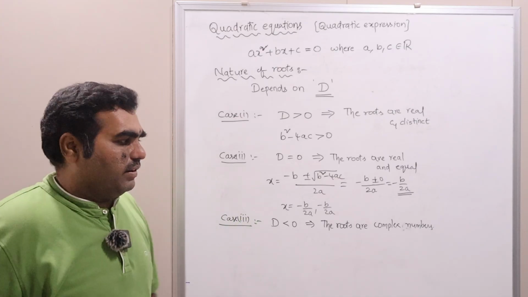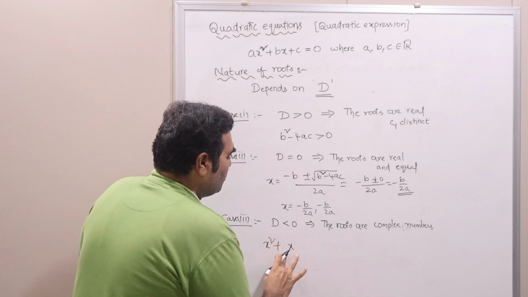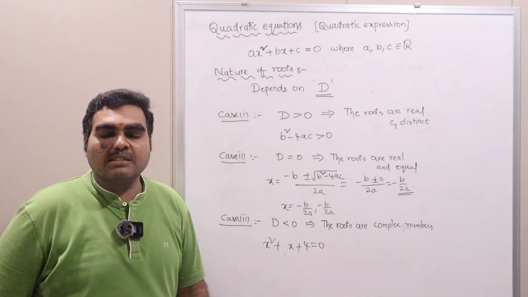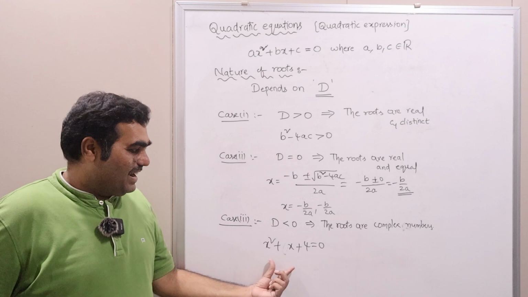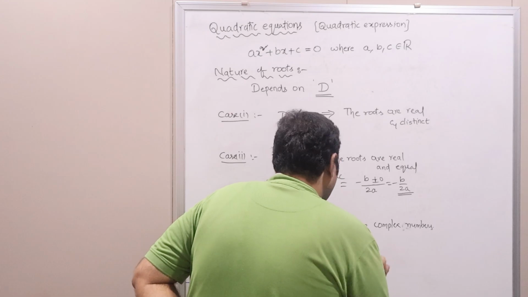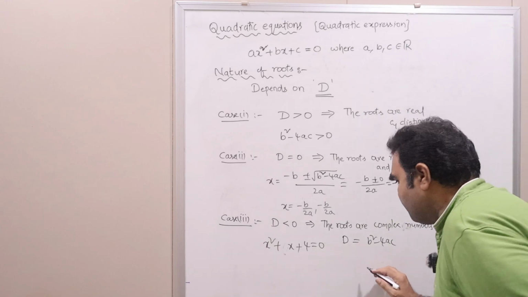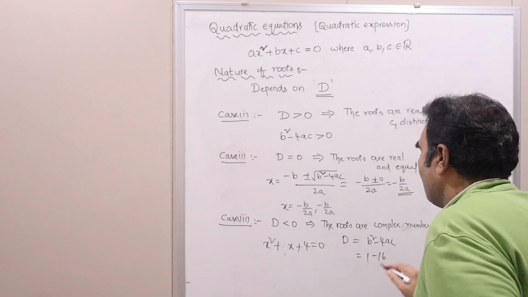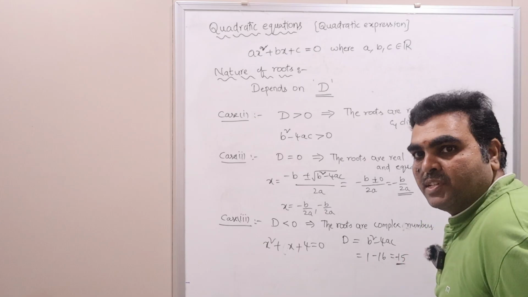Okay, so you can try this equation: x square plus x plus 4 is equal to 0. You can try this equation. So you will be getting D as negative. So D is equal to b square minus 4ac. So this is equal to 1 minus 16, which is equal to minus 15, which is negative, right?